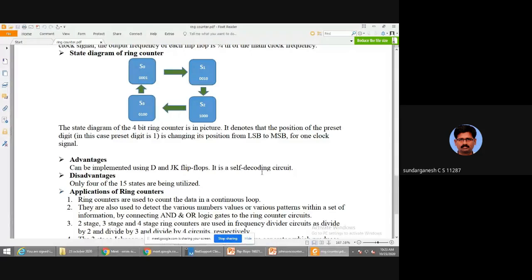So what are the applications of ring counters? Ring counters are used to count data in a continuous loop. They are also used to detect various values and patterns with a set of information, and AND and OR logics can be added to the counter circuits. There are two-stage, three-stage, and four-stage counters.